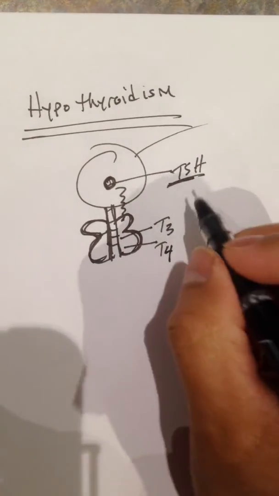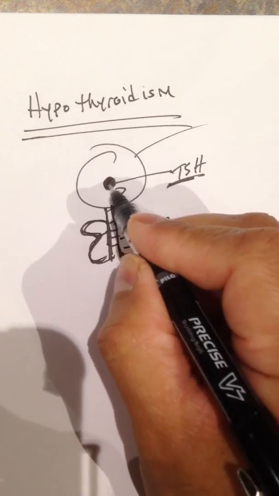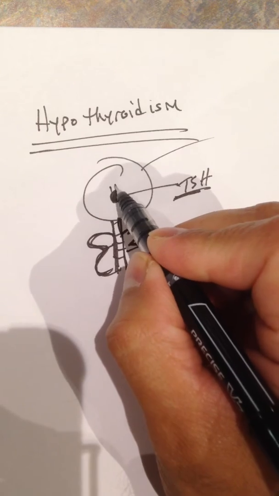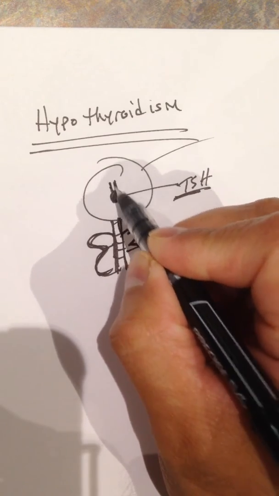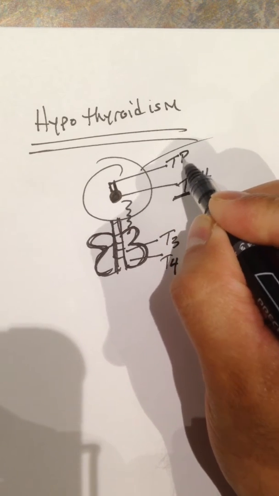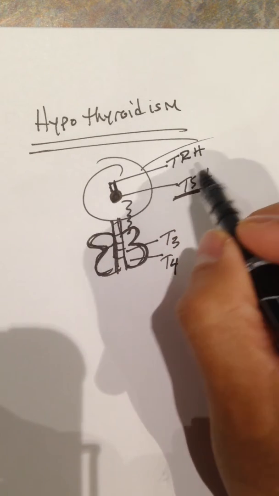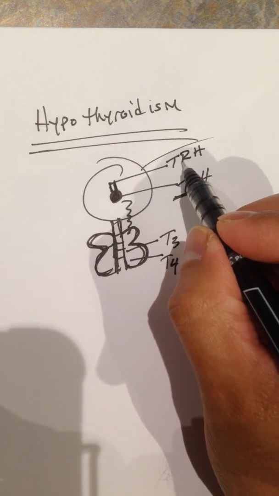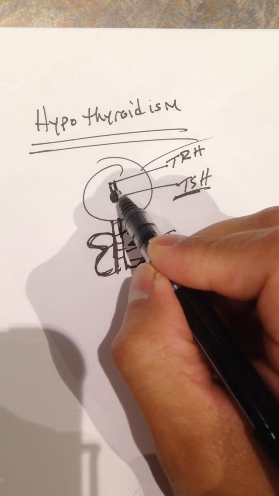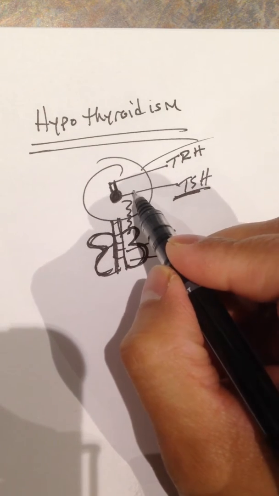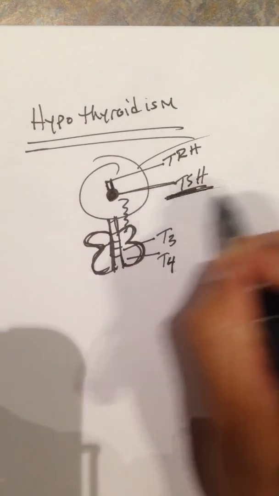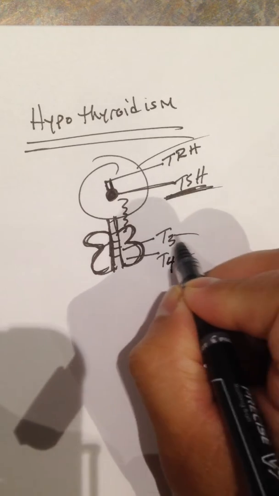Okay. Now the pituitary gland is also stimulated by something else called the hypothalamus. The hypothalamus secretes TRH. TRH, excuse me, stands for thyrotropin-releasing hormone. So TRH is going to tell your pituitary gland to secrete TSH. And that is what we want to focus on. We want to focus on TSH, T3, and T4.